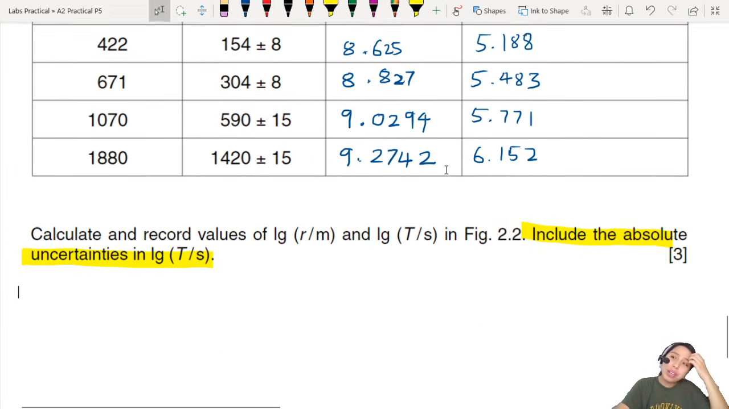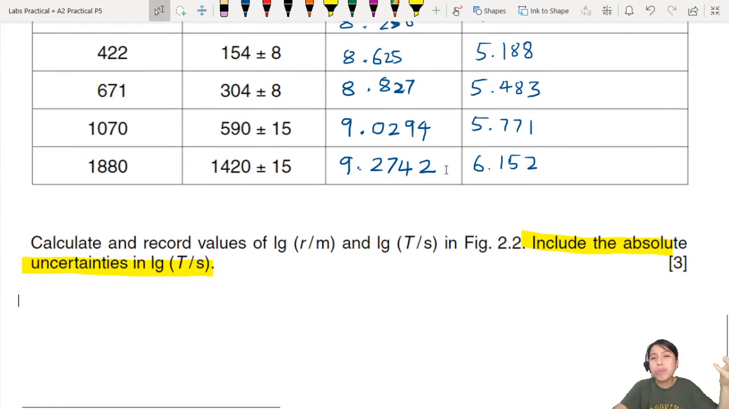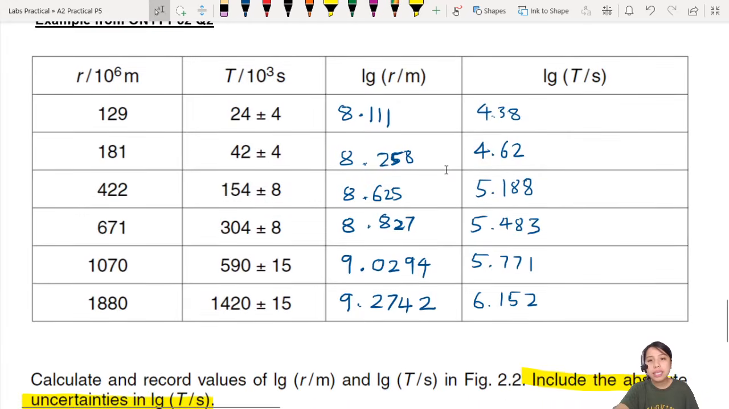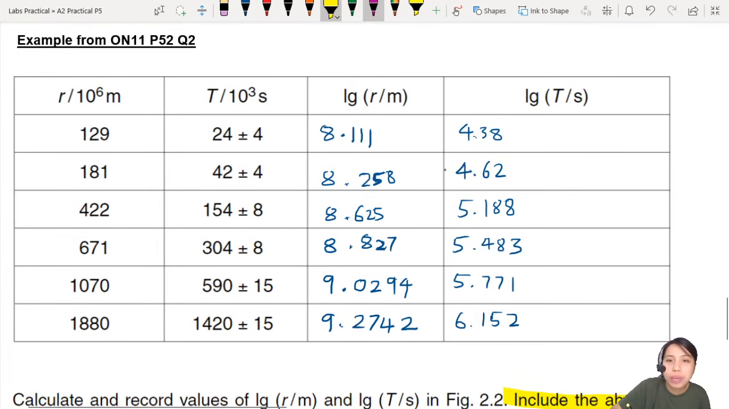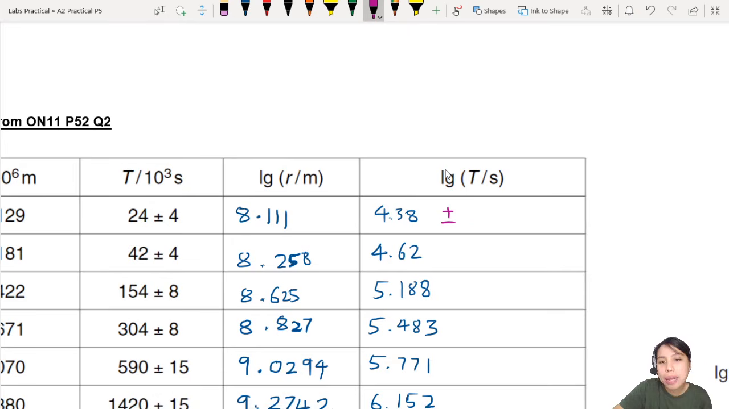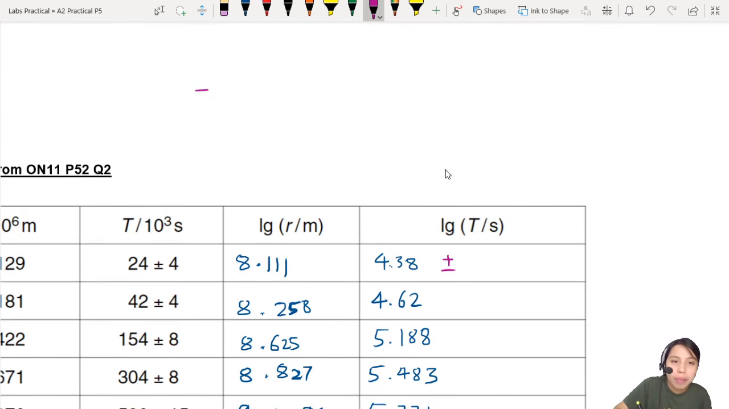So this is 3 marks. When there are logs involved, usually they'll give you a little bit more marks, okay? Because of all these conventions. So we only want the log t uncertainty. I've left some space there so we can write it out, plus minus. Okay, what method should we use? Let's use both. Why not? The first method, I'm going to write in purple, is method 1.